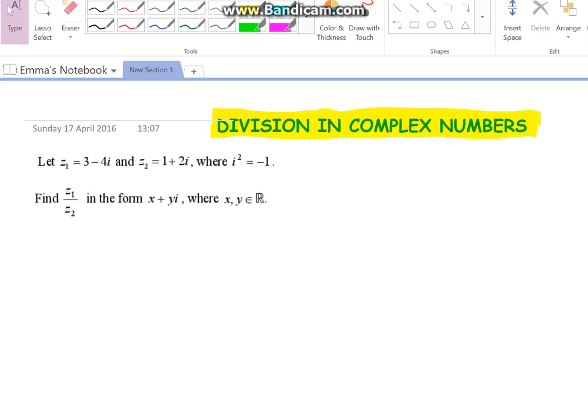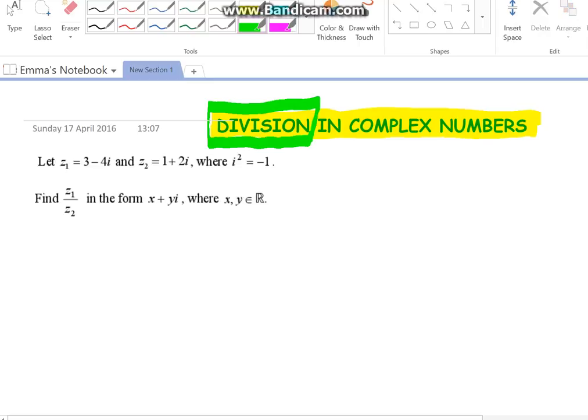Okay, so the next part of complex numbers we're going to look at is division in complex numbers. It's a part that people do find difficult, so you may have to watch this tutorial a few times just to recap on it. Generally, when you're asked to divide in complex numbers, the question will look something like this: Z1 over Z2, or something over something. That means you're going to divide.